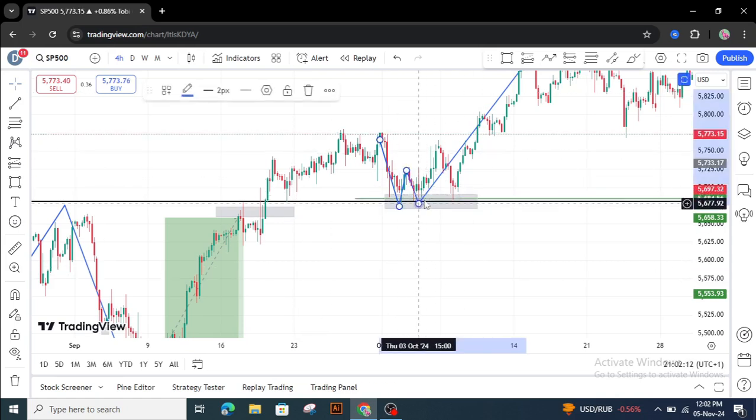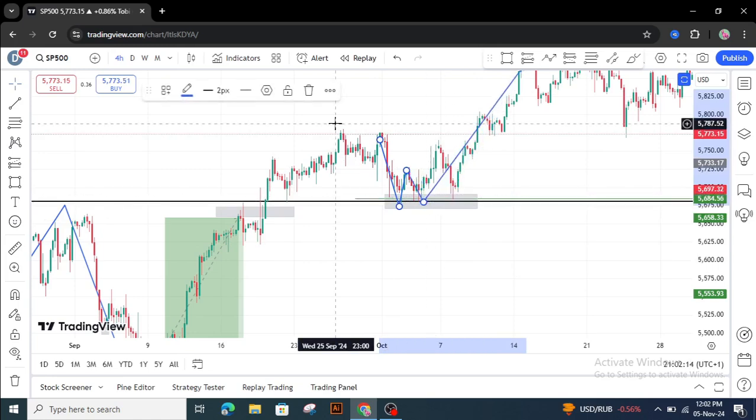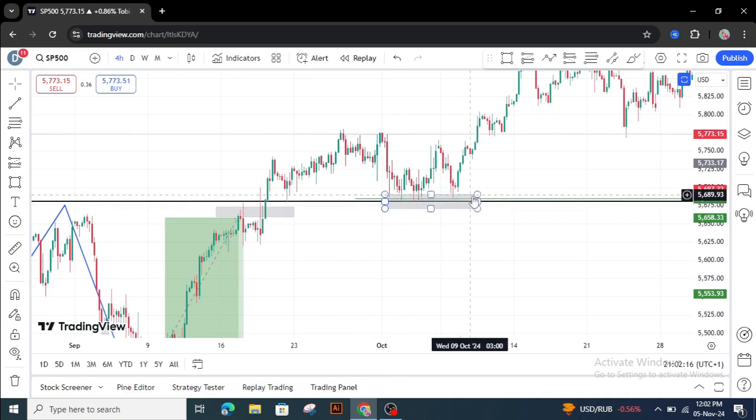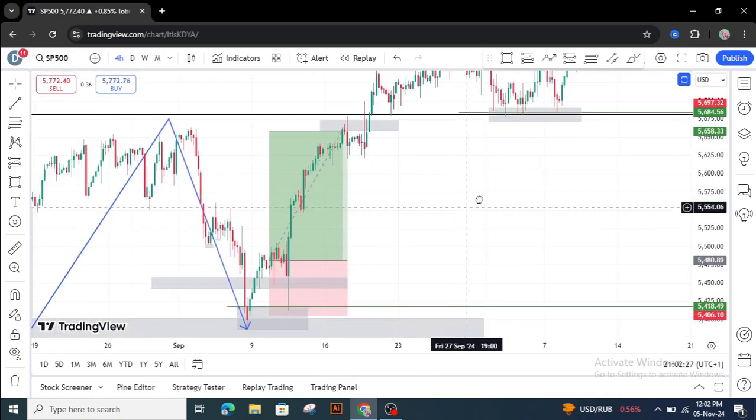And eventually it came to form what we call triple tops, triple bottoms. This is another price action reversal pattern. This is the first top, this is the first bottom, second bottom, third bottom. So triple bottoms rather. Okay, so that being said, let's proceed.